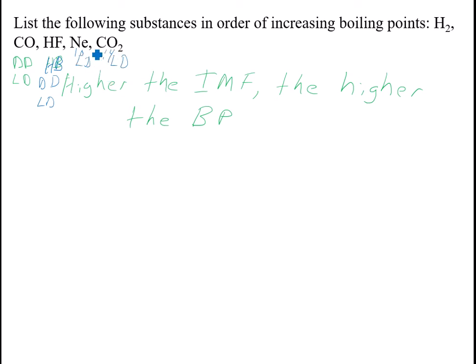Okay, so neon has the lowest intermolecular forces, so it's going to have the lowest boiling point. So neon is first, followed by carbon dioxide, followed by carbon monoxide, followed by HF. And we know for a fact that the first three are all gases at room temperature, so they have a fairly low boiling point.